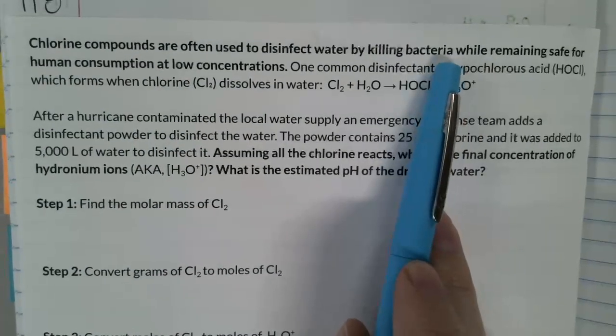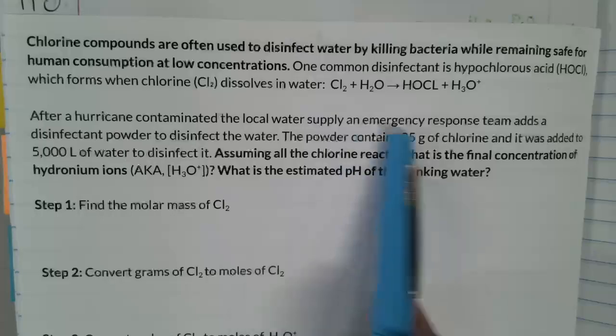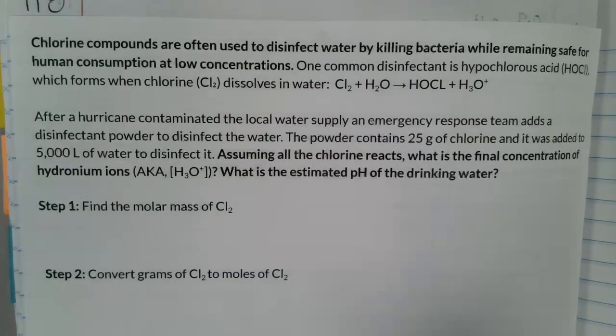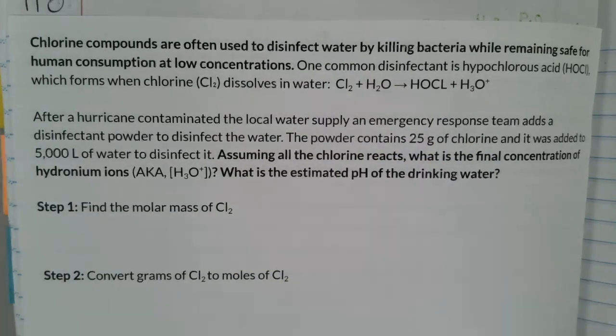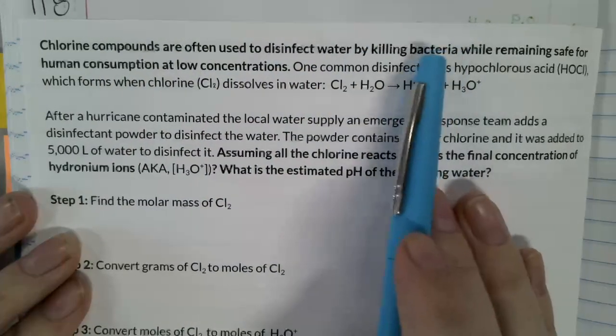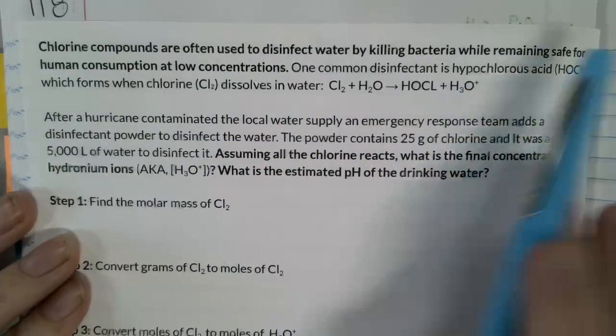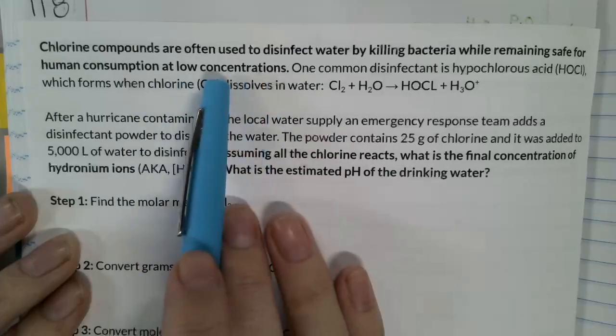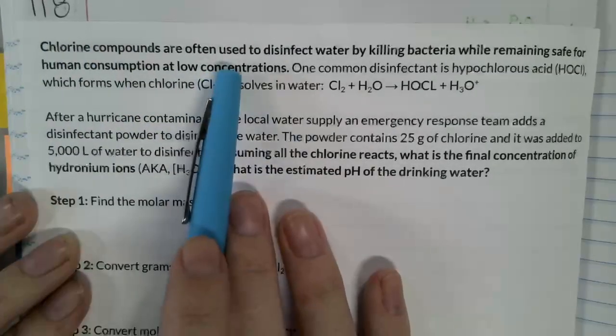This is a thing that people consider too in emergency response teams. They have to make sure the water is safe for people to drink, because if there's just been a hurricane, if somebody's toilet pipe burst and there's gross things in the water, we still have to drink something, so we have to make it safe. So chlorine compounds are often used to disinfect water by killing bacteria while remaining safe for human consumption at low concentrations. So as long as we don't have too much chlorine, we can still drink it.